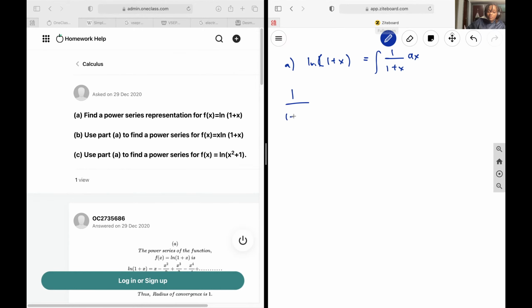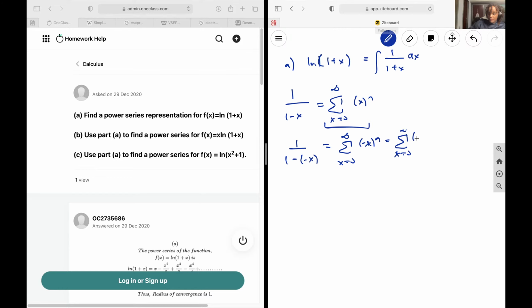And so we know that ln of 1 plus x is equal to this integral. Additionally, we know that 1 over 1 minus x can be stated as the summation from n equal to 0 to infinity of x to the power of n. Now let's find an expression for 1 over 1 plus x, and then we're going to integrate it to find the power series representation. So 1 minus x becomes 1 plus x, and you just substitute minus x back in here. And this would become negative 1 to the power of n and x to the power of n.